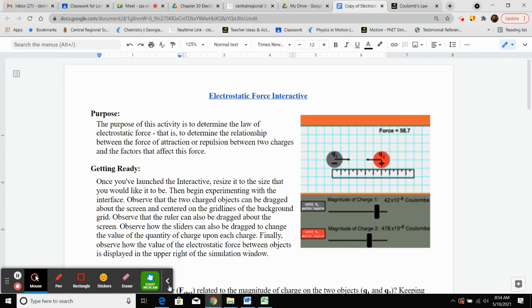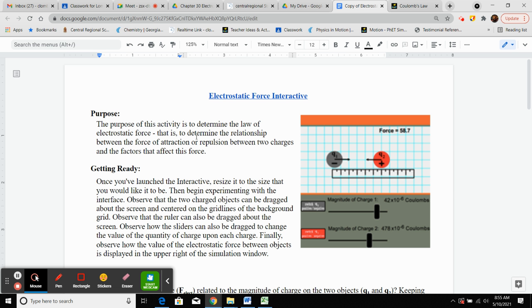All right. So guys, today we're going to be doing our electrostatic force interactive. Like I said last week, we had talked about friction, conduction, induction. We talked about the anatomy of an atom. The electrons have our negative charge, our protons have our positive charge. Now, what we're going to see is how these charges interact with one another, not just as far as the charging point is concerned, but the force that they exert on one another.